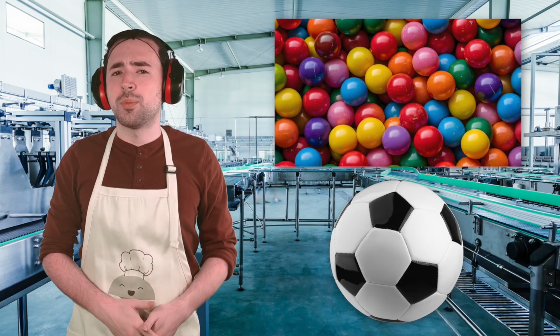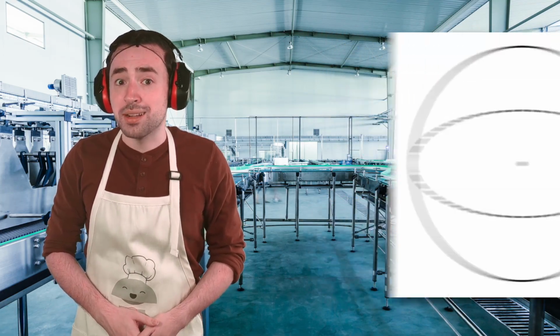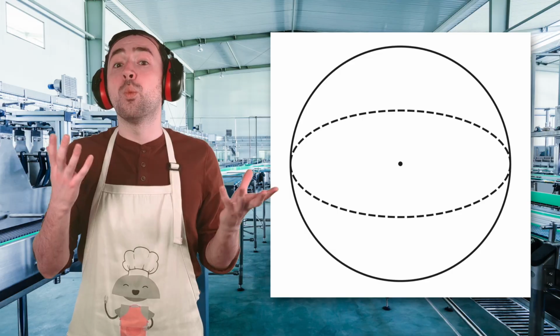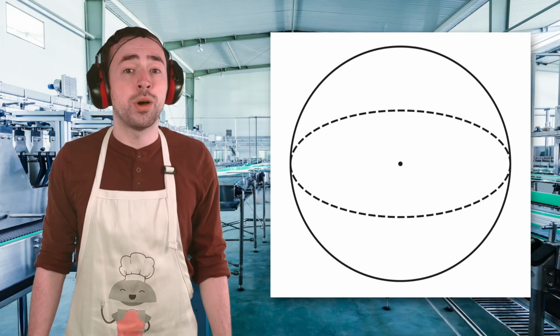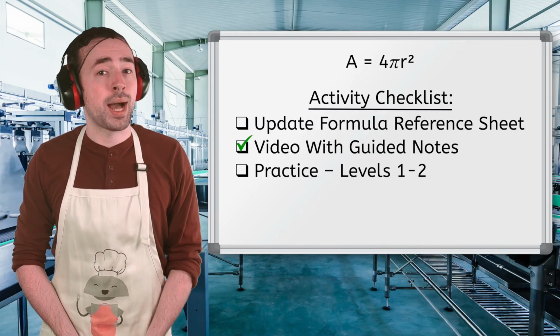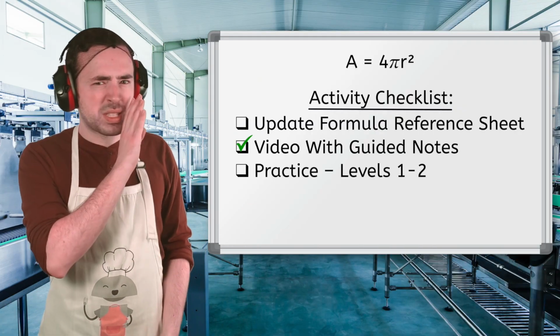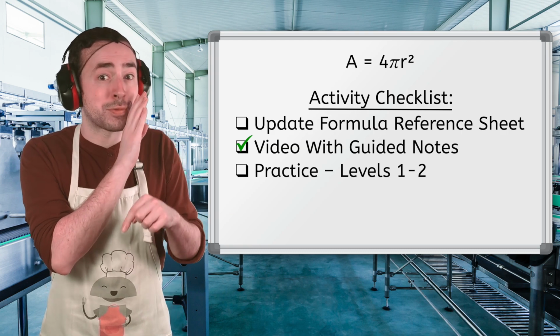Aren't spheres cool? From sour candies to soccer balls, bubbles to fish eggs, spheres are all around you. And the surface area goes all around the one curved face of the sphere. We figured out the formula only requires one measurement, radius, and the formula is A equals 4 pi r squared. While you're thinking about it, don't forget to add it to your formula reference sheet.